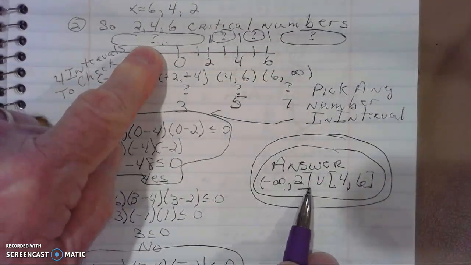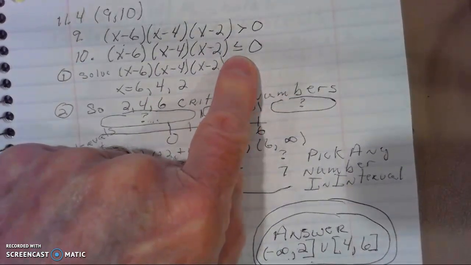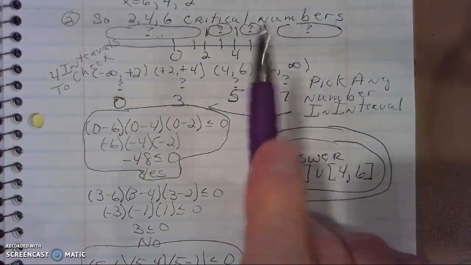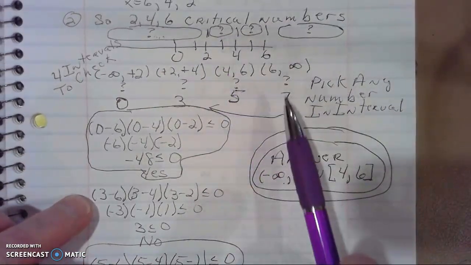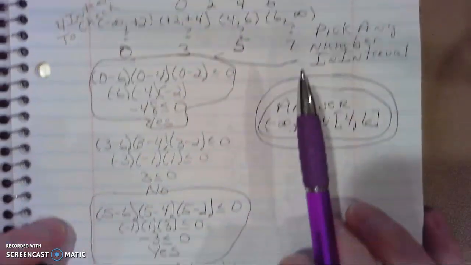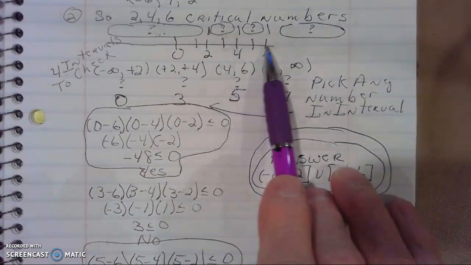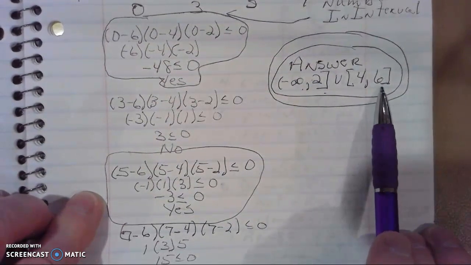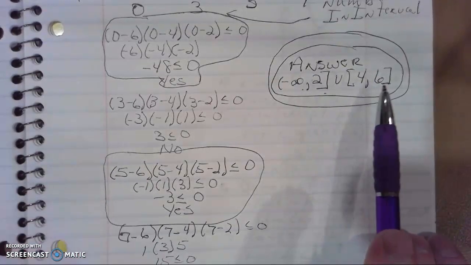So, looking at what we had, the numbers to the left of 2 worked. So, negative infinity up to 2. And I put a bracket around the 2 because it was less than or equal to. And then the second area I tried, which is this area right here, did not work. So it's not part of my answer. Then the third area that I tried is between 4 and 6. Between 4 and 6 did work. So then I put bracket 4, comma 6, bracket. So these are my 2 intervals that worked in my solution.